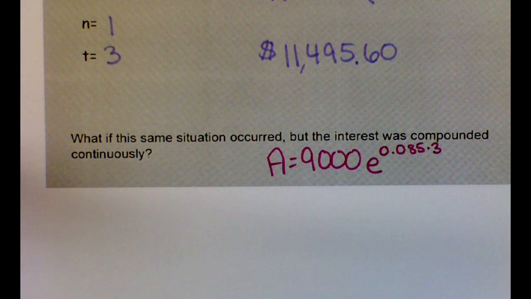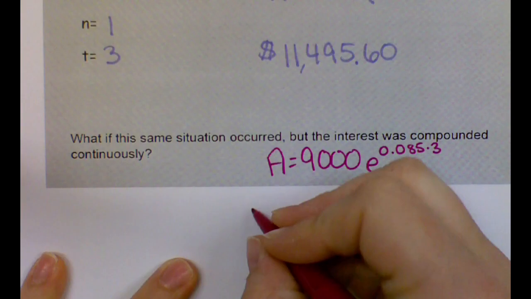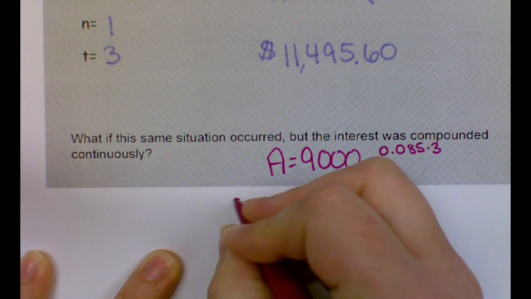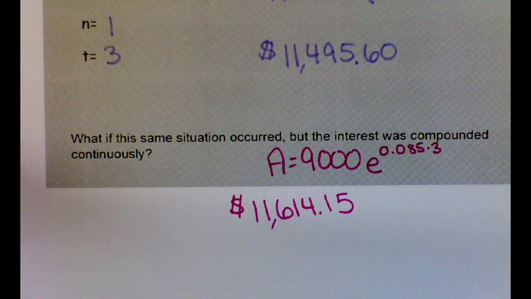Type this in my calculator. Oops. And I get $11,614.15. I get about $120 more almost. Not too bad. But think about if I left it in there for years and years and years. Continuously compounding interest adds up much more quickly than regular compounded interest.